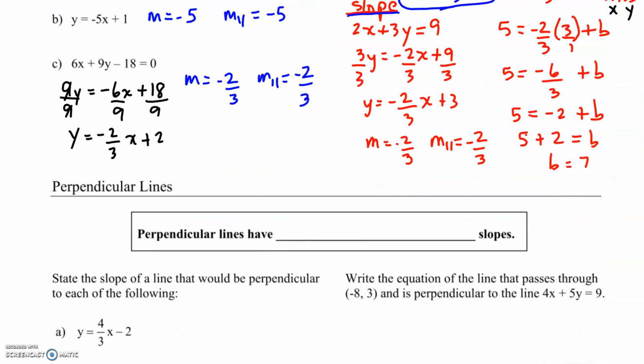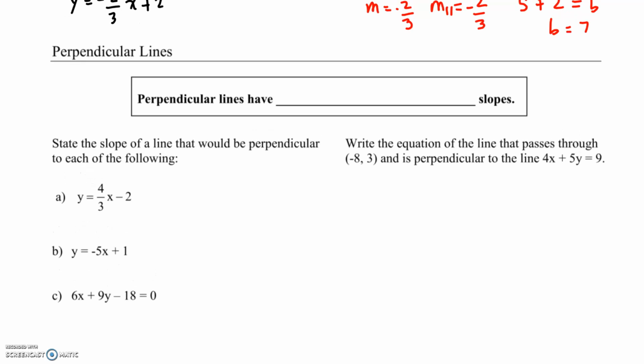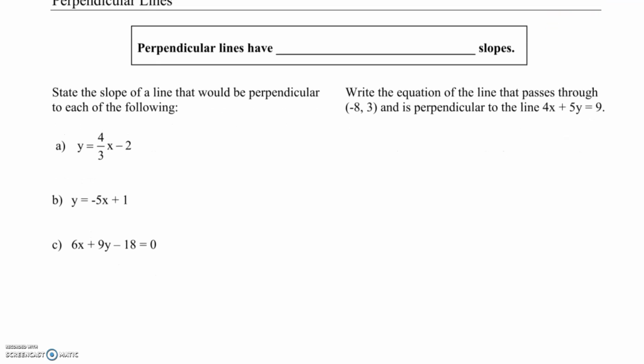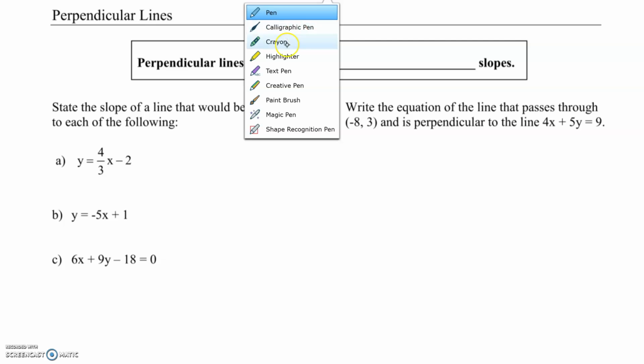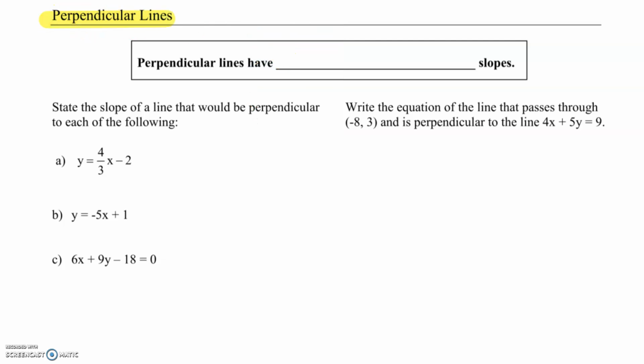All right, let's take a look at perpendicular lines. So for perpendicular lines, we have to remember that the slopes of perpendicular lines are negative reciprocals. So they have negative reciprocal slopes. Okay, let's take a look and practice. We're going to state the slope of a line that would be perpendicular to each of the following.